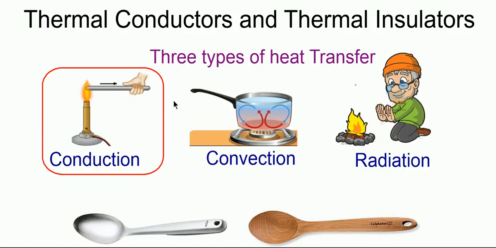You know there are three types of heat transfer: conduction, convection, and radiation. We're going to dive further into conduction and learn more about how conduction works. We're going to deal with insulators and conductors, like this metal spoon, a conductor, and that wooden spoon, an insulator.